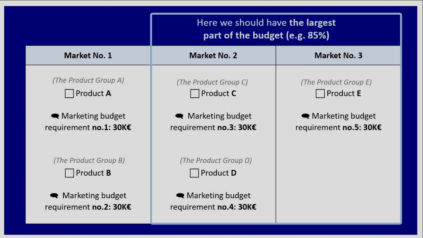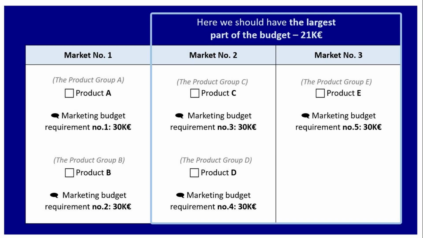Now you can make the first draft of your marketing budget. Later, this draft should go through the synchronization process with your colleagues and your managers. For example, if markets number 2 and number 3 bring the largest part of your company profits, or if markets number 2 and number 3 are strategically important for you, then the largest part of your marketing budget should be invested there. For example, 85% of the budget, 85% from 25,000 euro is 21,000 euro.